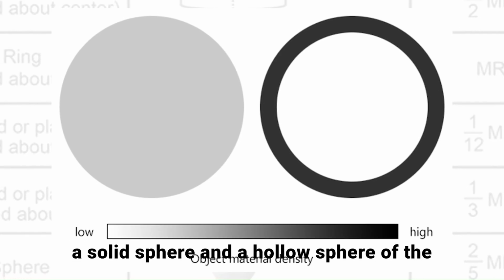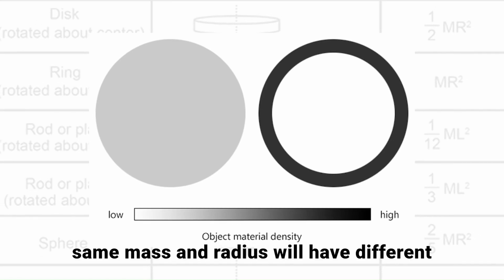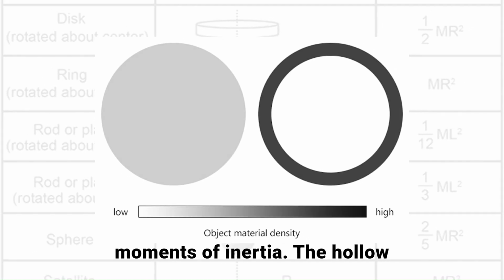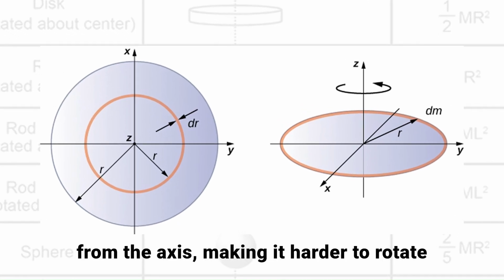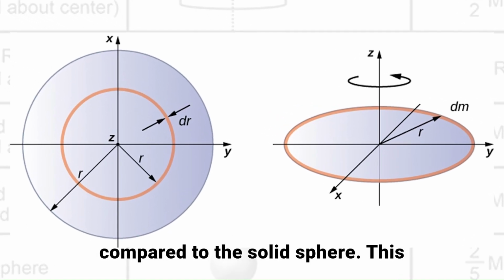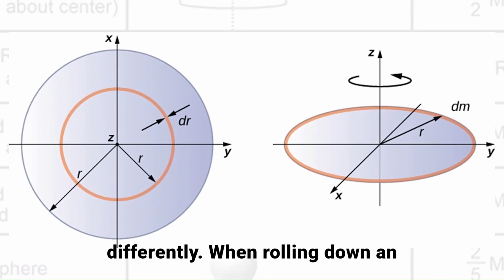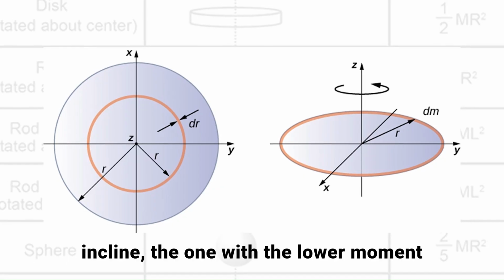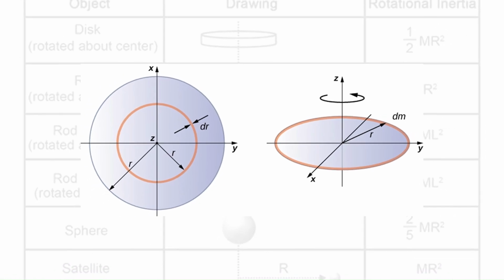For example, a solid sphere and a hollow sphere of the same mass and radius will have different moments of inertia. The hollow sphere has more mass distributed farther from the axis, making it harder to rotate compared to the solid sphere. This is why different objects behave differently when rolling down an incline. The one with the lower moment of inertia will reach the bottom first.